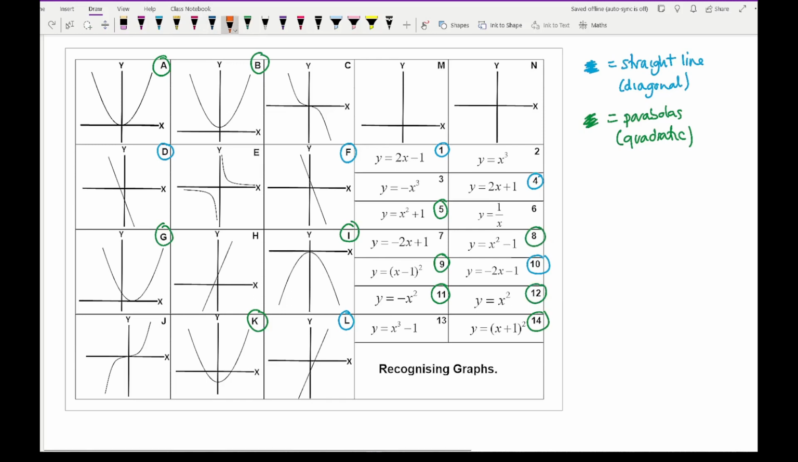The other type of graph that we can see is a cubic graph, in other words, an S shape. So let's just highlight those. Here we've got J and C. Looking for the highest power of x being a cube, so it's 3, so looking at 1, 2, 3 and 13.